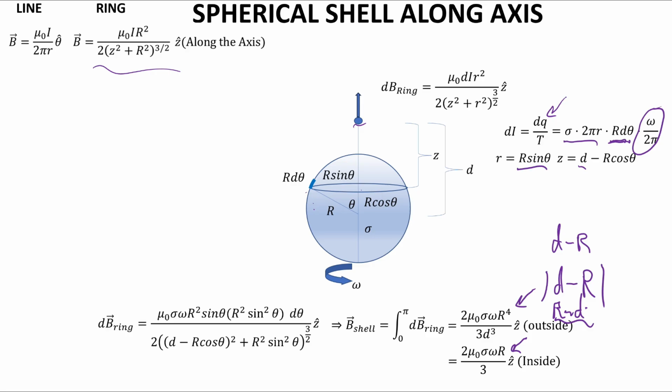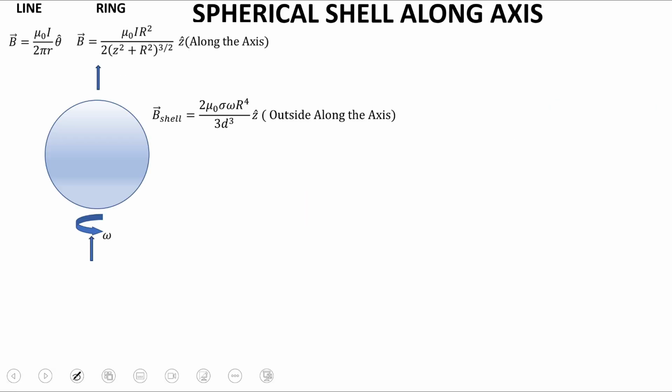I don't want to do any more algebra in this video, so I'm going to leave it there and see if you can work out those results yourself. The point I'm making is the formula for the field looks different outside than it does inside. Okay, so this is now our result for outside along the axis.